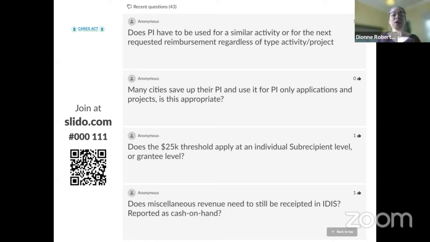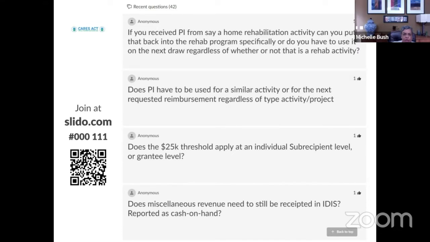The only exception, of course, is a revolving loan fund. Right. Does program income have to be used for a similar activity or for the next requested reimbursement, regardless of type of activity or project? I think we just answered this. Yeah. So unless it's a revolving loan fund, it does need to be used for whatever you need to draw for next. Correct. Okay. If you get program income from, say, a home rehab activity, can you put that back into the rehab program specifically, or do you have to use it on the next draw, regardless of whether or not that is a rehab activity?